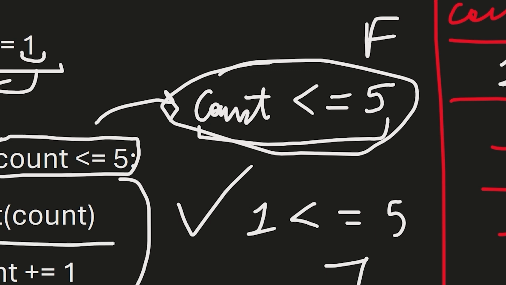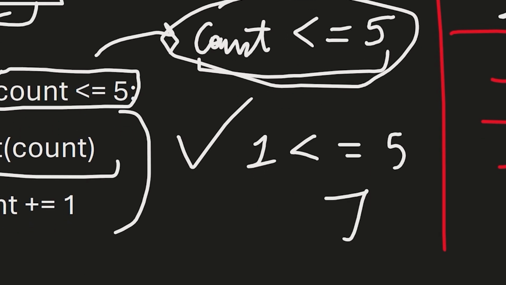Here it is given print count. What is the output? 1 will be printed. What is the value of count? 1 over here. 1 is printed. And after that, we have written count plus is equal to 1.